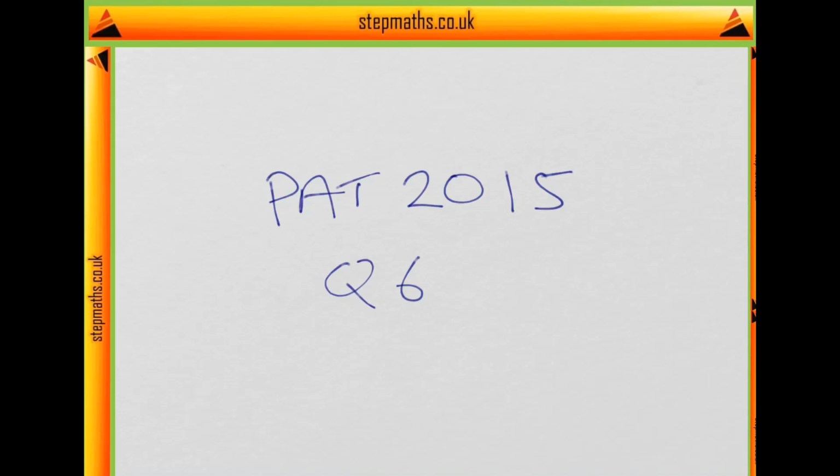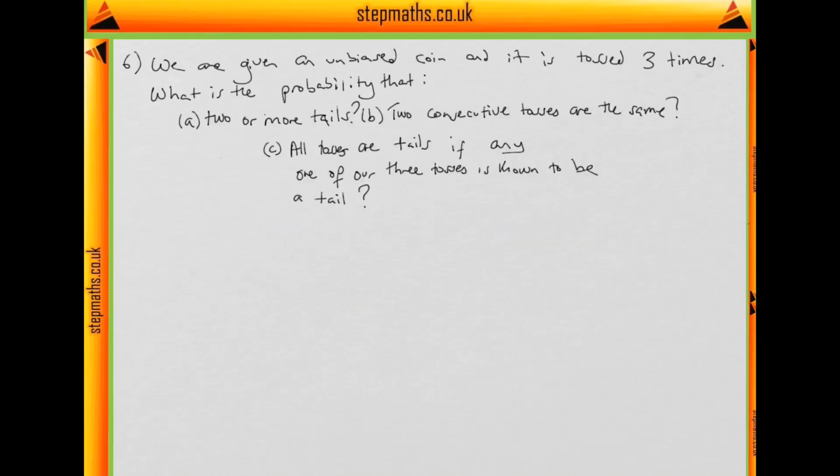Hi, today we're going through the 2015 PAT paper, looking at question 6. Question 6 asks: if we are given an unbiased coin and it is tossed 3 times, what is the probability that A, 2 or more of these tosses are tails, B, 2 consecutive tosses out of the 3 are the same, or C, all the tosses are tails if any one of our 3 tosses is known to be a tail.